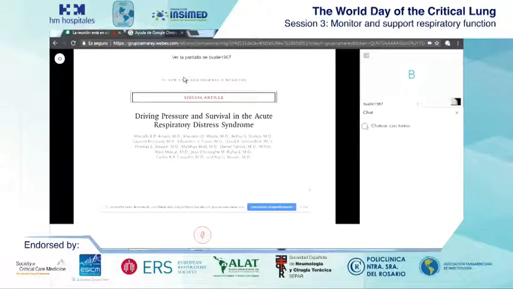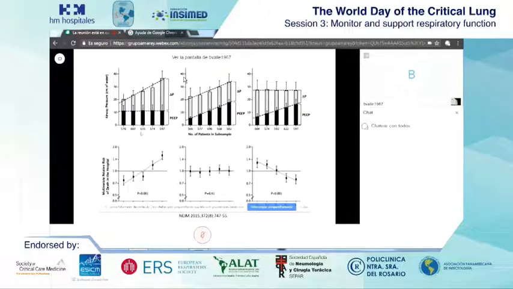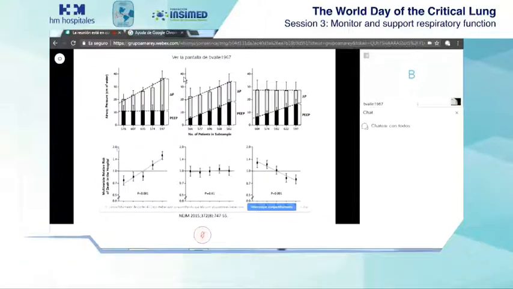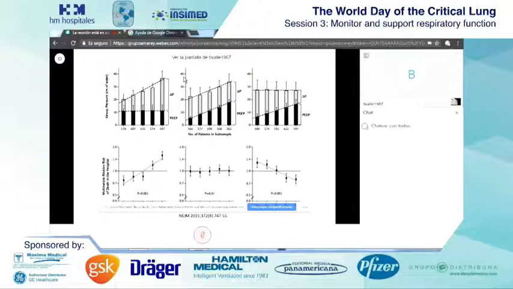The importance of the driving pressure was shown in this paper by Marcelo Amato and colleagues. And in this paper, they showed on the left of the slide that when we increase the driving pressure, we have a higher risk of mortality. On the other hand, when we decrease the driving pressure, this risk reduces.